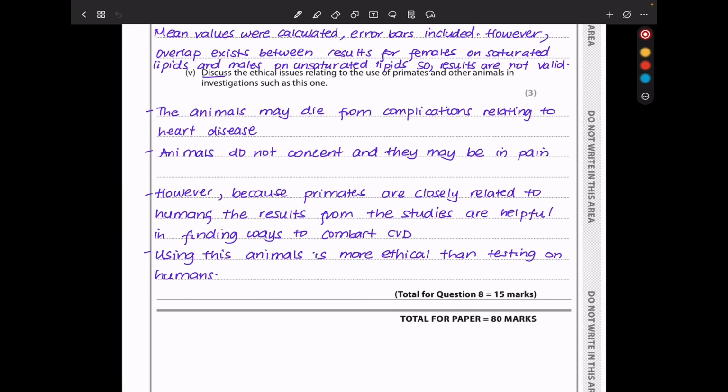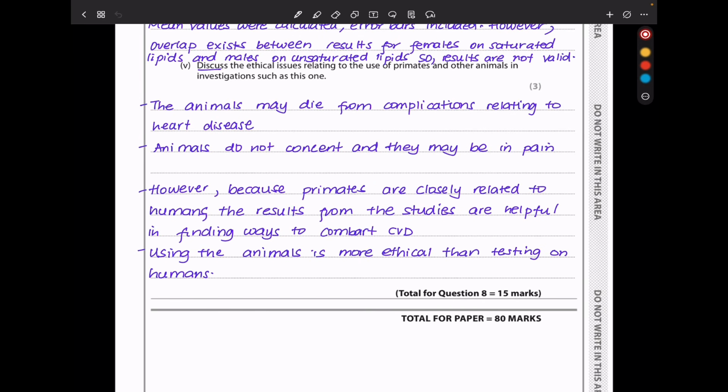However, we look at the benefits. Because primates are closely related to humans, the results from the studies are helpful in finding ways to combat CVD or to find how CVD progresses, and this is helpful to humans. Also, using the animals is more ethical than testing on humans. So this brings us to the end of question 8 as well as to the end of the whole paper.